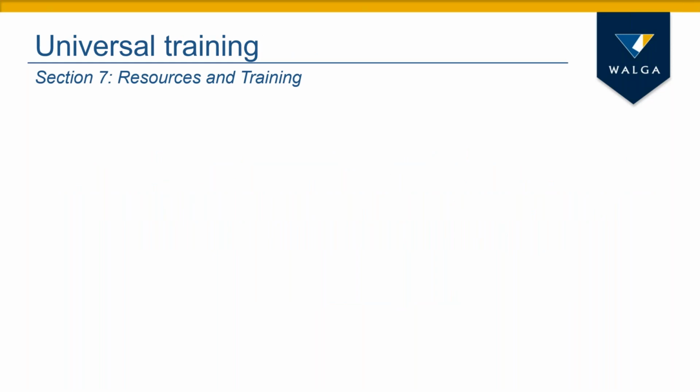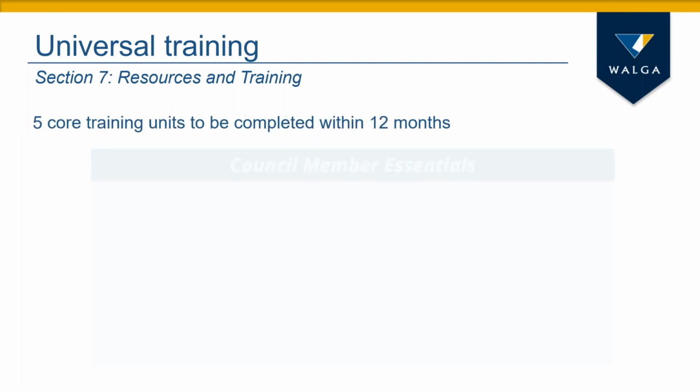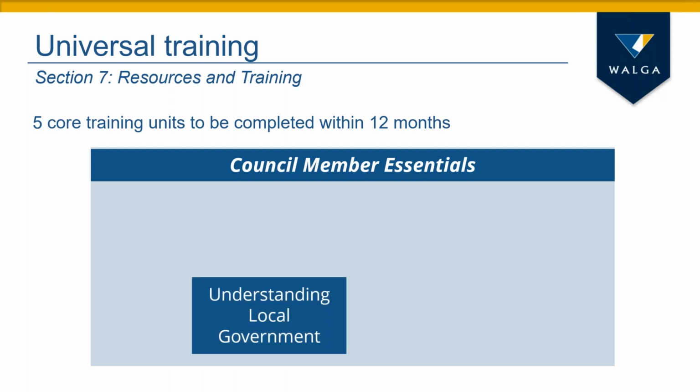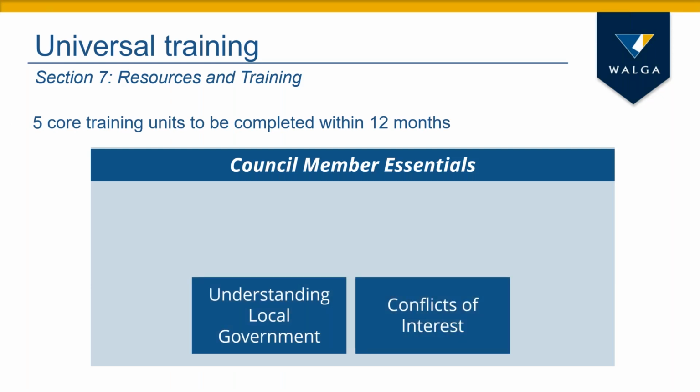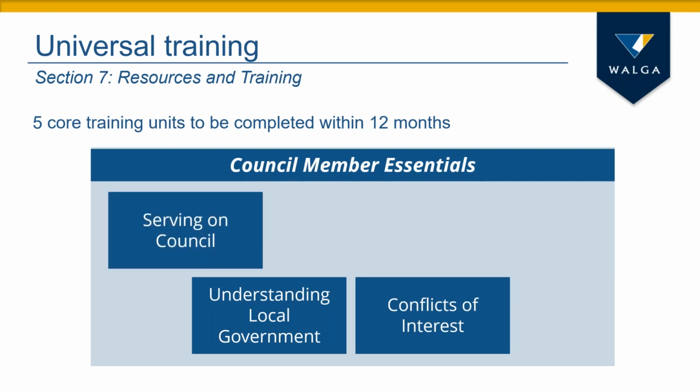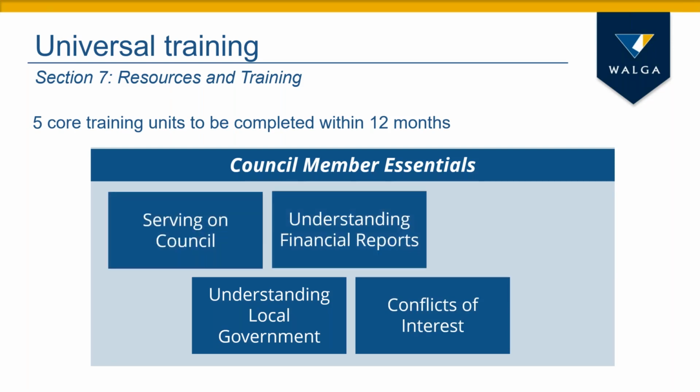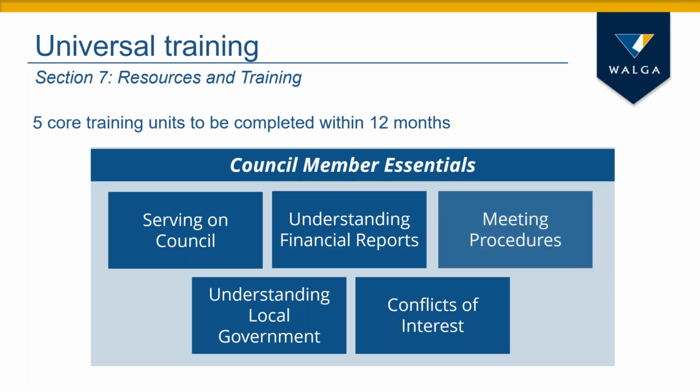Further amendments to the Local Government Act will require persons elected on the 19th of October to undertake what is called universal training. The Council Member Essentials program includes understanding local government, conflicts of interest, serving on council, understanding financial reports, and meeting procedures. You must complete the 5 core training units within the first 12 months of being elected.